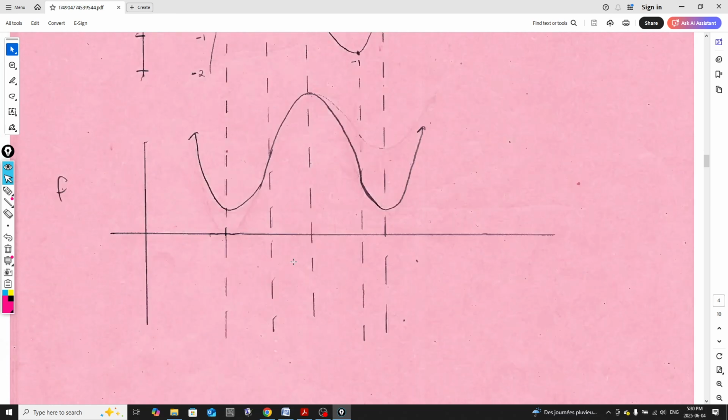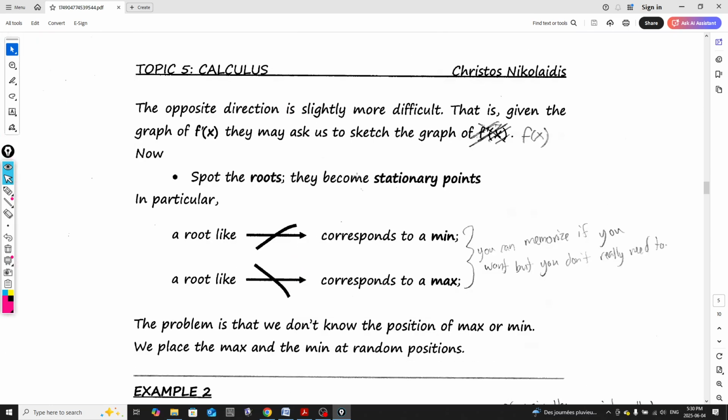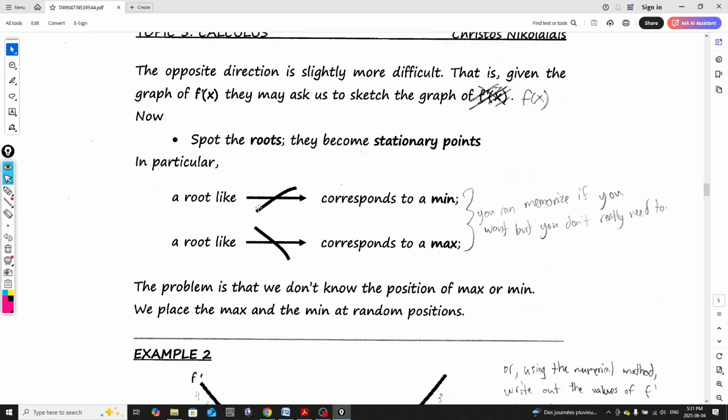Now the next bit is, how do you go backwards? How do you go from f prime of x to f of x? You could technically memorize this if you really want to, but you really don't need to, because remember, the y values in f prime of x become your slopes in f of x. When we were going from f of x to f prime of x, the slopes became the y values. But now if I'm going backwards, the y values on f prime of x are the slopes of f of x.